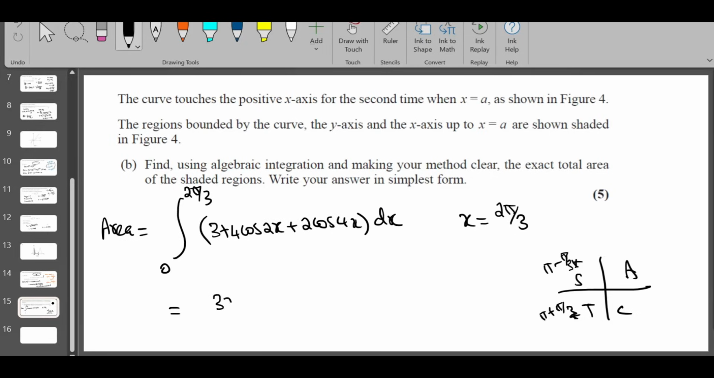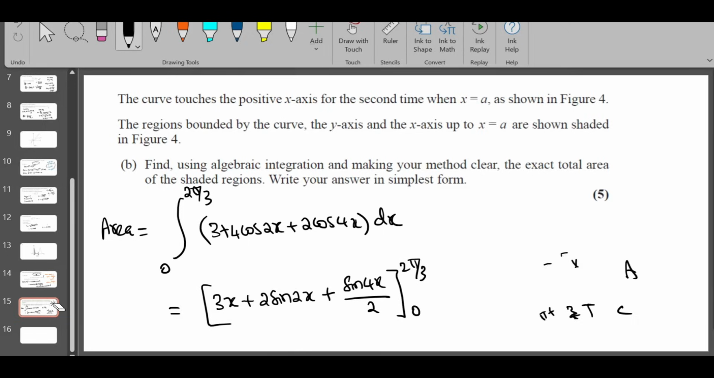Integral of 3 is 3x. Integral of 4 cos 2x is sin 2x by 2. 2, 4 can be cancelled. You will get 2 sin 2x. Integral of cos 4x is sin 4x by 4. 2 and 4 you cancel. You will get sin 4x over 2, from 0 to 2 pi over 3. And we need to carefully simplify this and get the answer in the exact format.